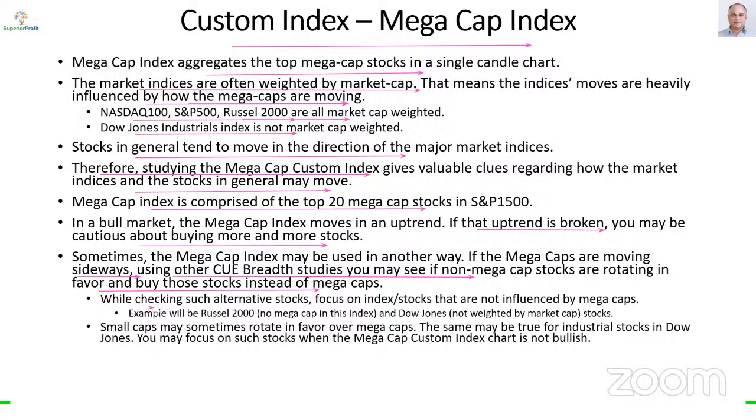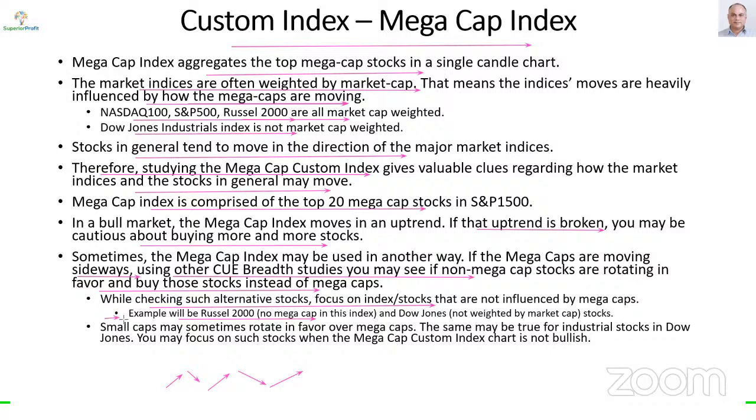How? While checking such alternate stocks, focus on index stocks that are not influenced by mega caps. So mega cap custom index, we see it is moving sideways. Well, then we look at the market breadth layout for Russell 2000. That is not influenced by mega caps. There is no mega cap. It's a small cap index. Then we look at its internals, advanced decline, up, down, volume, etc.